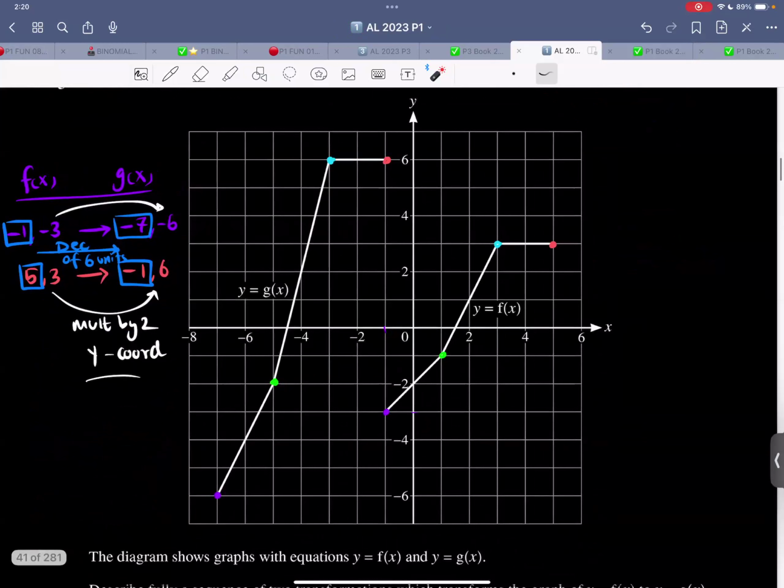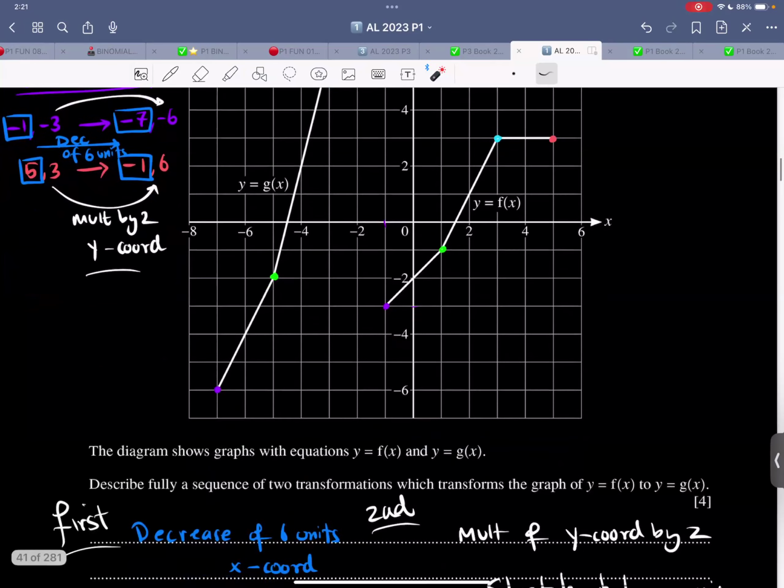Now over here, f(x) to g(x), this is -1, -3. The purple one is -1, -3. It's becoming this purple one, that is -7, -6. Let me pick this red one and this red one, that is 5, 3. 5, 3 is becoming -1, 6. What do you observe? The y coordinate is multiplied by 2. The x coordinate has a decrease of 6 units. -1 reduces by 6 units, becomes -7. 5 reduces by 6 units, becoming -1.